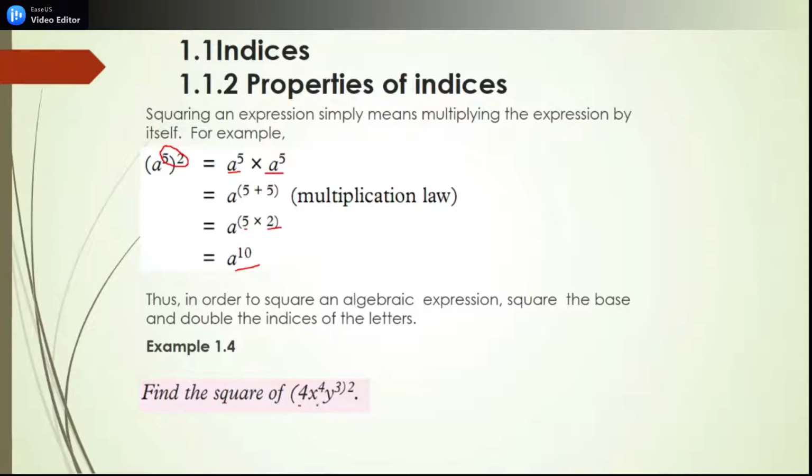Find the square root. When we find the square root of this one, a square root can be written as power 1 over 2. Then when we square this number, the 2 will be simplified with this 2, and we remain with the value of 4x power 4 y power 3.